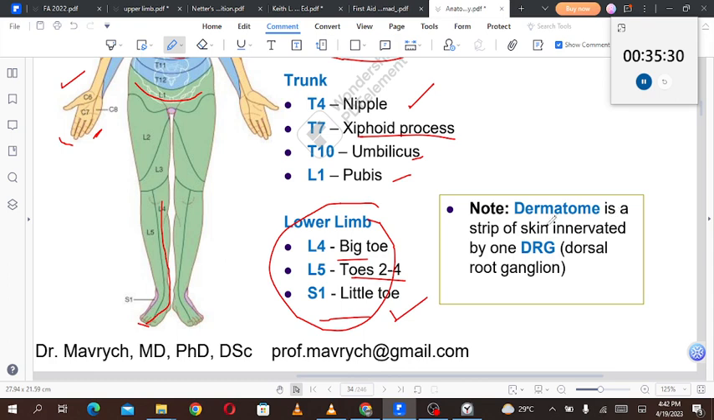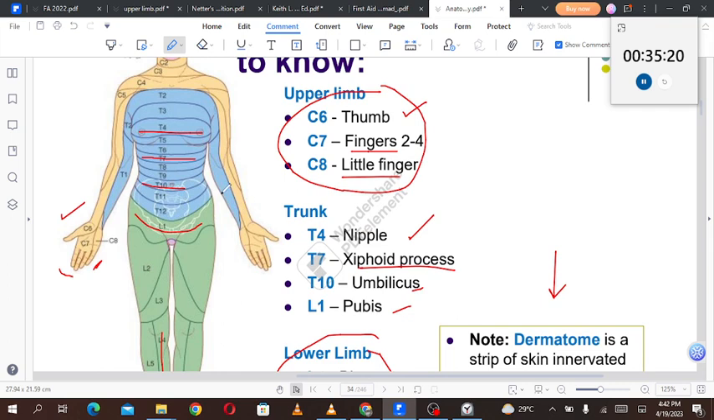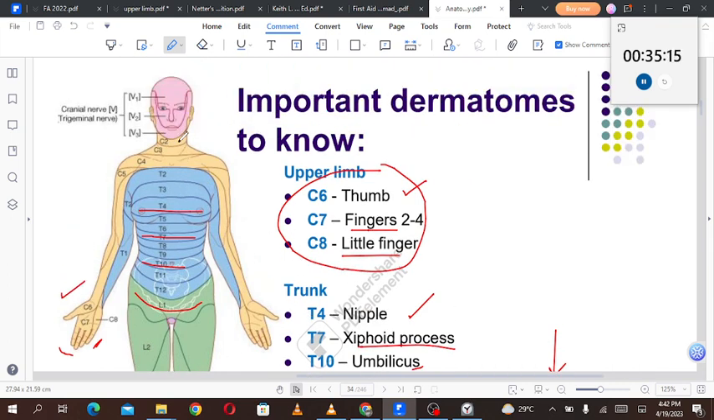Note, a dermatome is a strip of skin innervated by one DRG, dorsal root ganglion. Remember this. So these are the dermatomal patterns. Remember these things, and then you will put the other ones in between them, and you will be golden. For the cranial nerve, V1 is supplying mainly the forehead. V2 is the maxillary branch that is supplying the maxilla, and the mandibular zone is supplied by V3.